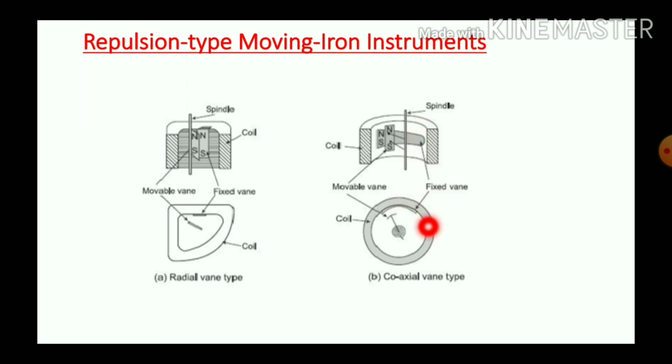This is a coaxial vane type instrument. The difference between the radial and coaxial vane type instruments is that in the coaxial vane type instrument, the positions of the two iron pieces are coaxial. The working principle of the coaxial type is the same as that of the radial vane type instrument.